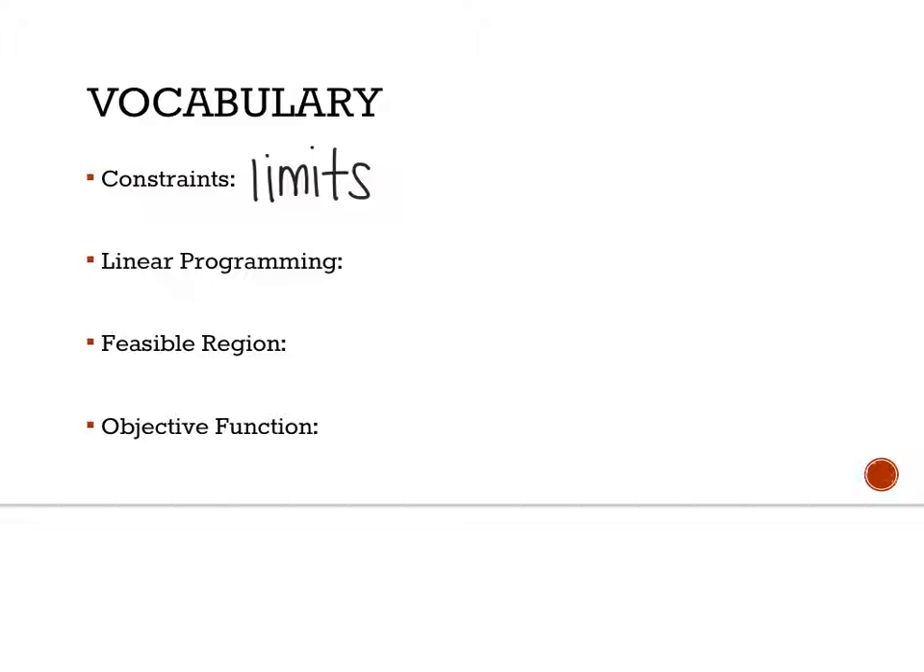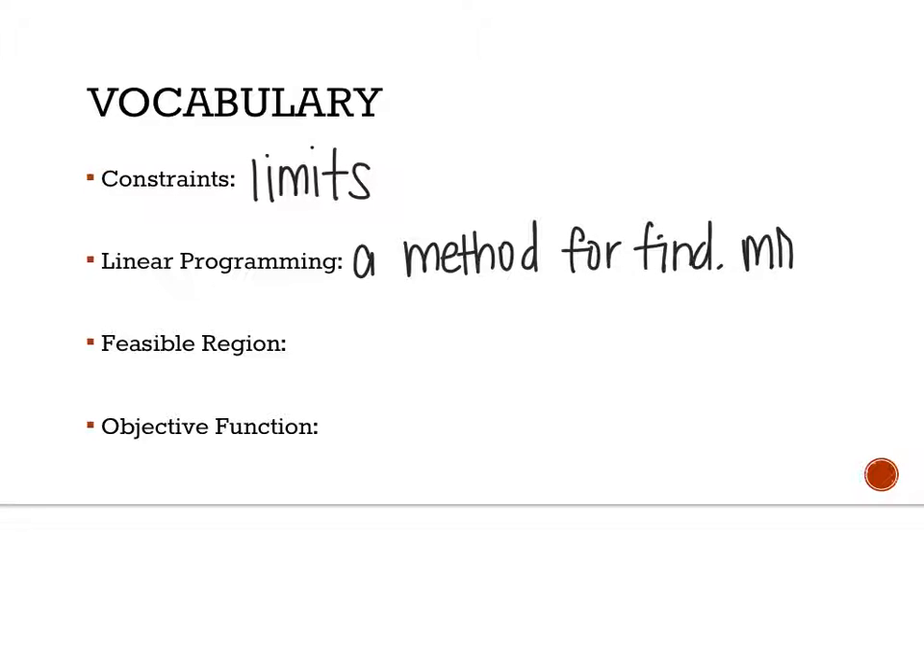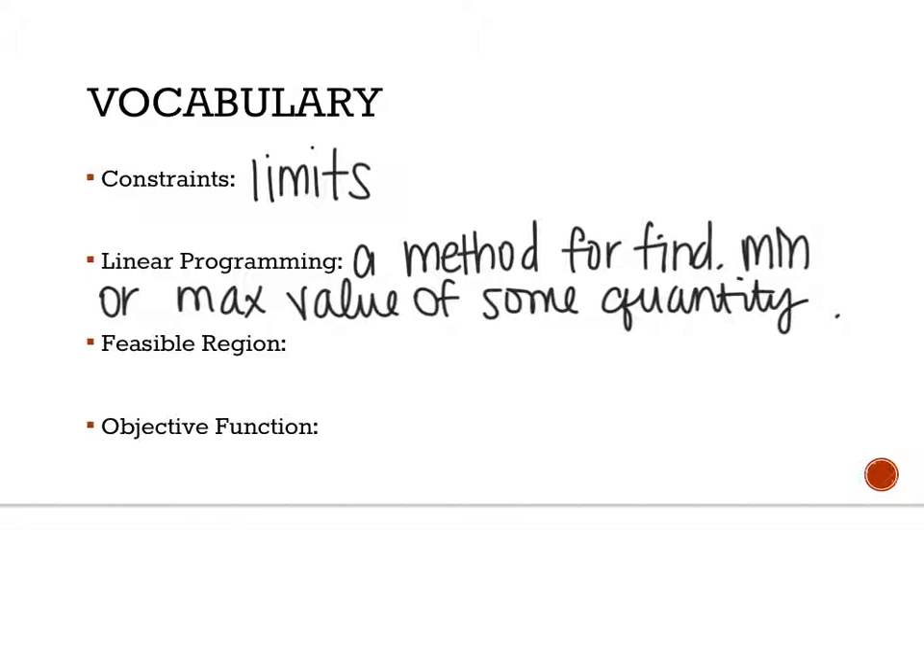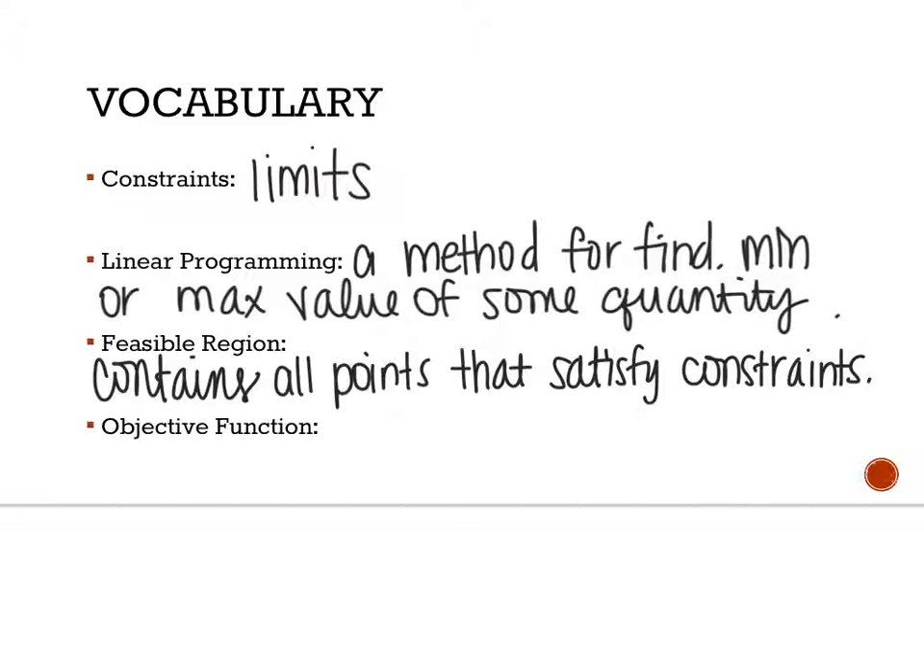Linear programming is another thing you may not know what it means. It is a method for finding a minimum or a maximum value of some quantity. The next is a feasible region. The feasible region contains all the points that satisfy all the limits or the constraints. And then finally you have the objective function. That's the quantity that you're trying to maximize or minimize. You model it with that objective function.